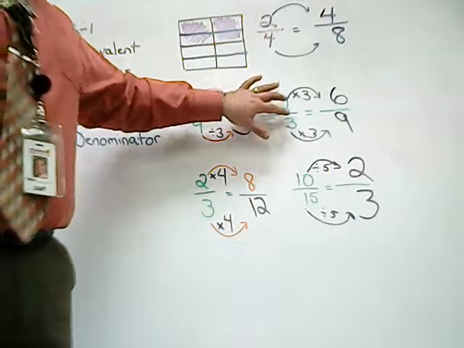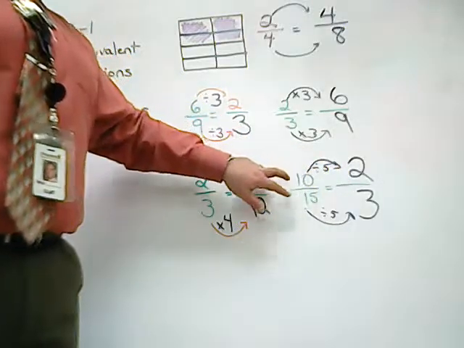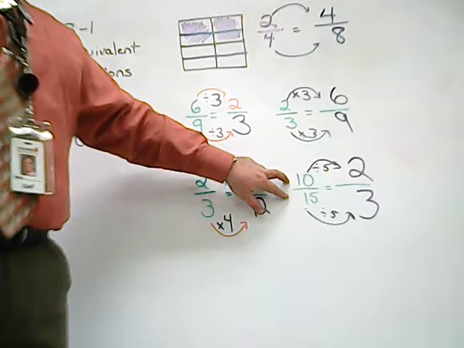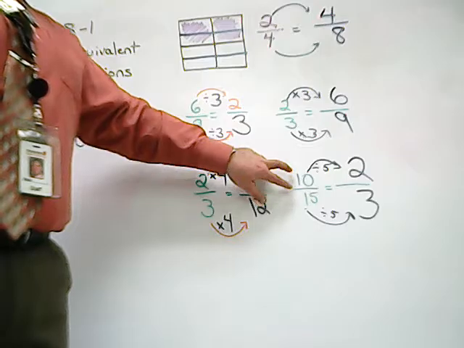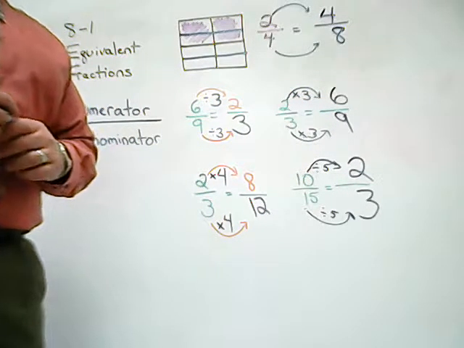So, since these two are equal, 2/3 and 6/9, and 2/3 and 10/15, that must mean that 6/9 and 10/15 are also equivalent fractions.